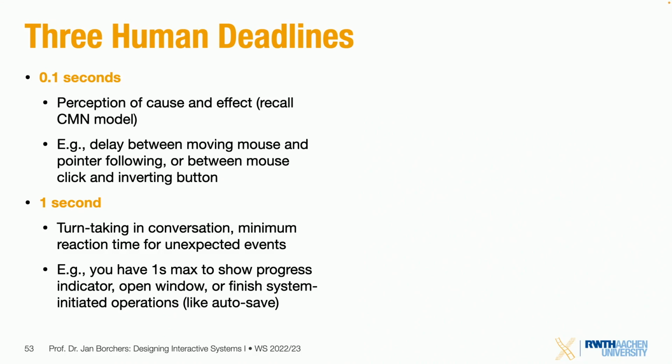This 1 second is the time we give our environment, or other people, to react to what we're doing. It is the maximum time you have to, for example, open a window that the user requested, or if you can't open the window by that time, start at least showing a progress indicator, a spinning hourglass, the spinning pizza of death from macOS, or a progress bar. So this is the 1 second limit.